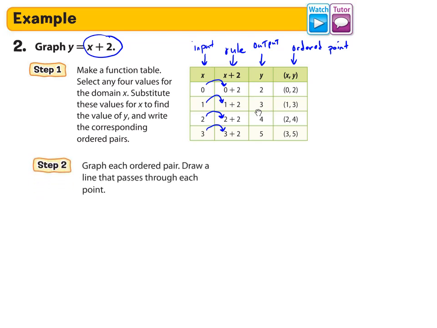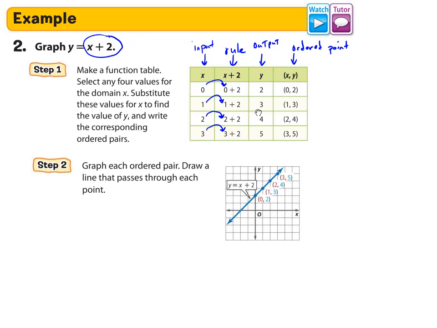Step 2, graph each ordered pair. And you're going to draw a line that passes through each point. We're doing a line for this graph because we don't know what this represents. If it's a function with no representation, we don't know if it's a real world problem or not. Right now, it's just a function. We need to go ahead and do the line to represent all the points that work. So here's what the graph looks like. There's our first point, (0, 2), second point, (1, 3), third point, (2, 4), and lastly, (3, 5). And again, draw the line because all those points along that line will make this function work.